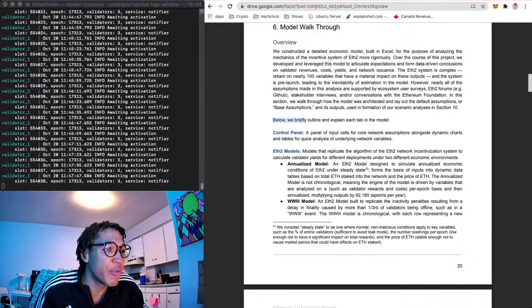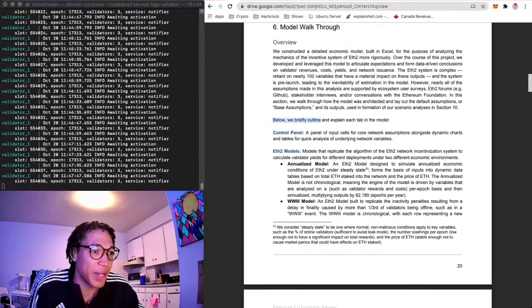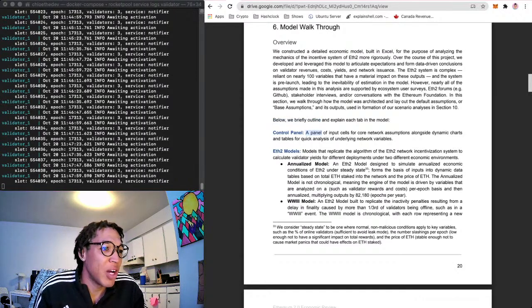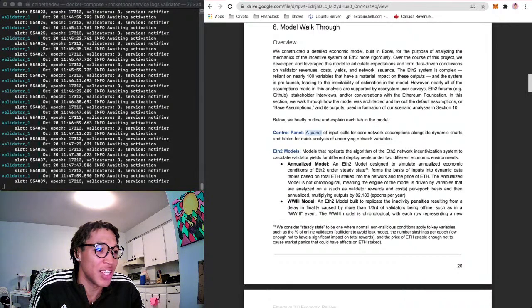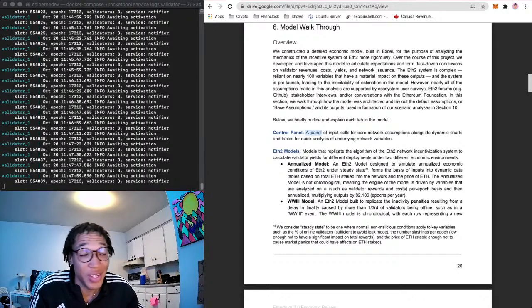Below, we briefly outline and explain each tab in the model. Control panel: a panel of output cells for core network assumptions alongside dynamic charts and tables for quick analysis of underlying network variables.